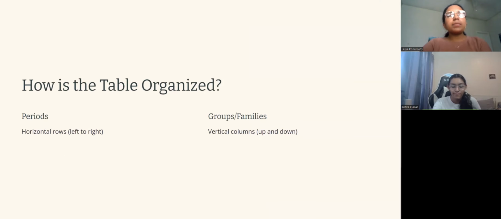So, how is the table organized, you may wonder? So, we have two things. We have periods and groups. Groups are also called families. So, first, let's look at periods. So, these are horizontal rows. So, they go from left to right in a periodic table.